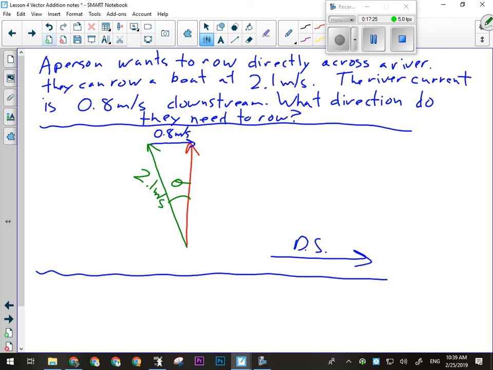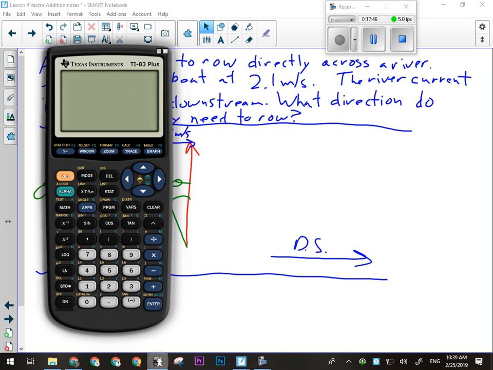I've got two sides of this triangle. I've got the side that is opposite my angle, and I have the hypotenuse. What trig function is going to get me theta? Sine. So I'm going to go sine to the -1 of my opposite side, 0.8, divided by my hypotenuse, 2.1. That will give me the heading I would have to go in.